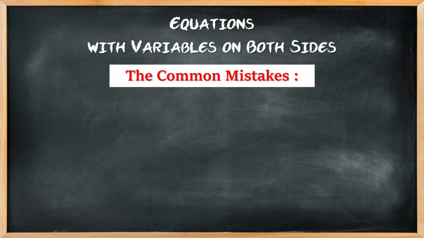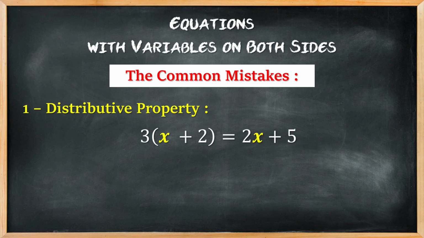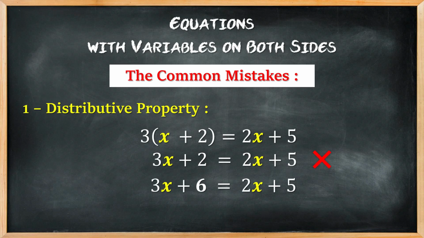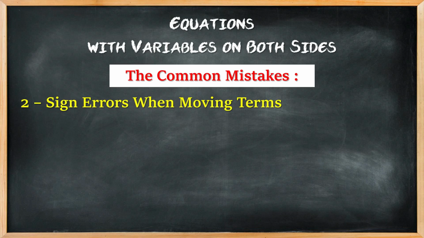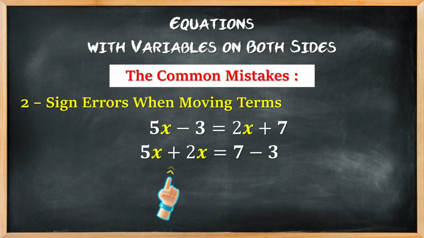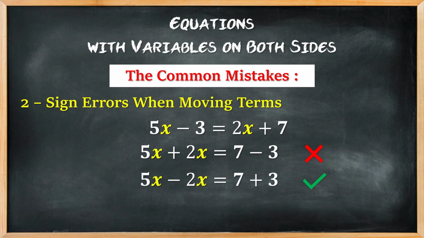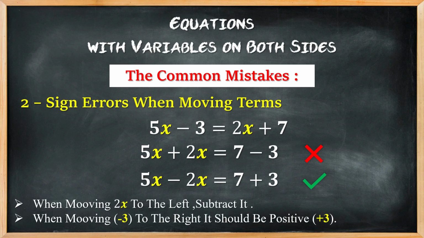The first common mistake is incorrectly applying the distributive property. When you see 3 times the quantity x plus 2, you must multiply 3 by both x and 2. The correct way is to multiply 3 by both x and 2, giving us 3x plus 6 equals 2x plus 5. The second common mistake is making sign errors when moving terms across the equal sign. Students often forget to change the sign when moving terms. Remember, when you move 2x to the left side, you subtract it. When you move -3 to the right side, it becomes +3.